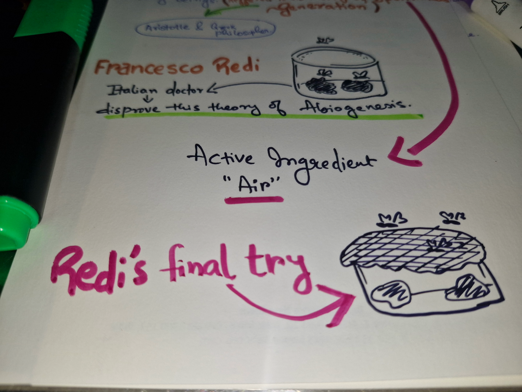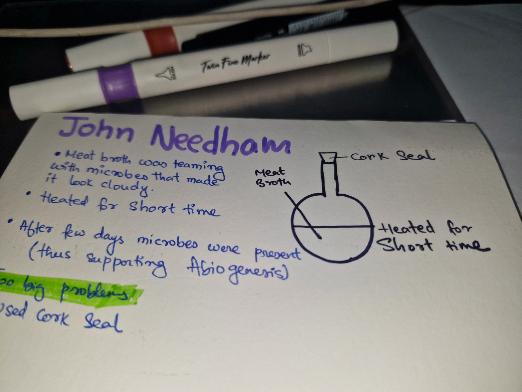However, critics said that the mesh was too fine to let this active ingredient into the jars. So abiogenesis was not yet disproved by Francesco Redi. The next person who came forward to prove the theory of abiogenesis was John Needham. He took meat broth which was already teeming with microbes that made it look cloudy. Today we know that microbes are everywhere, but at that time people didn't have much knowledge. So the meat broth had microbes itself, which made it look cloudy.